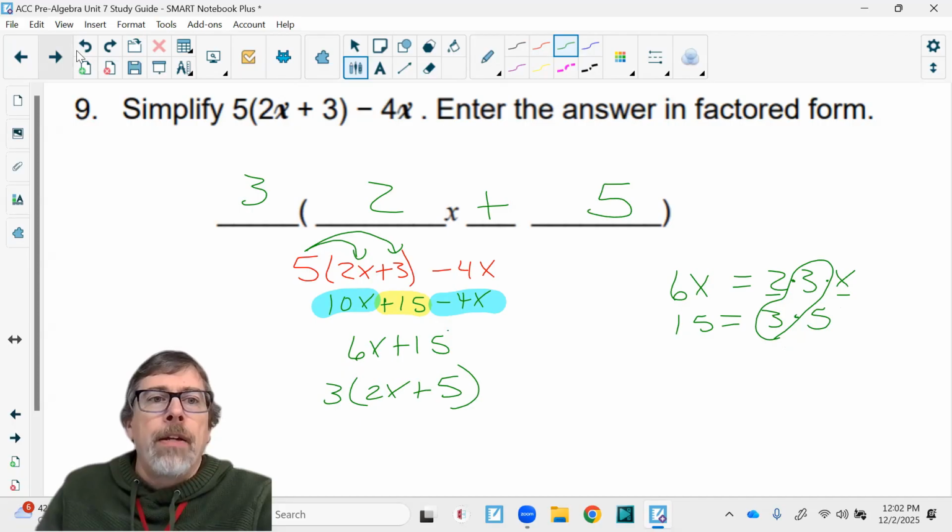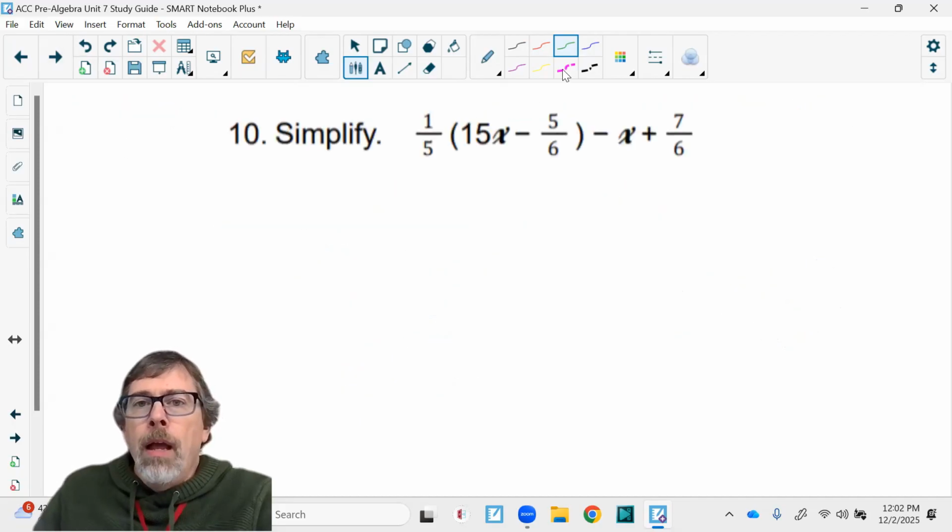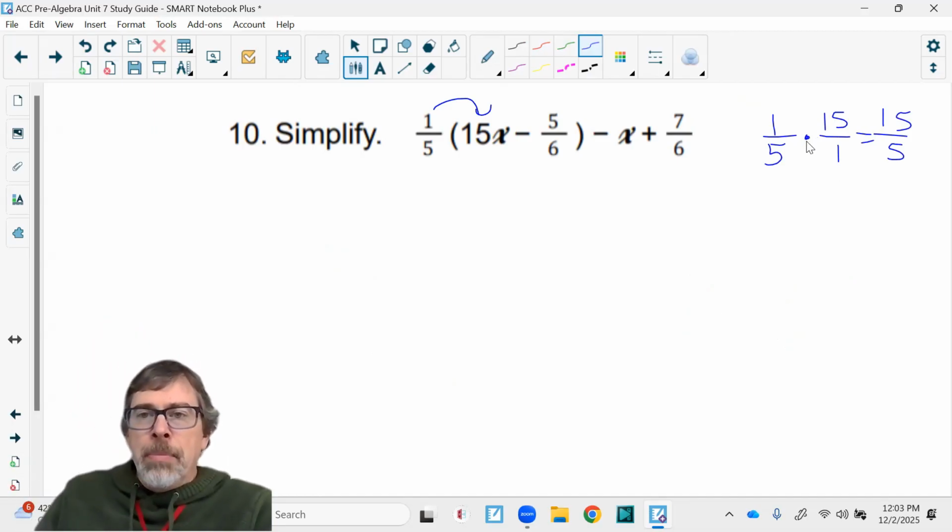Okay, number 10. All right, distribute 15 times 1/5. Think of this as 1 over 5 times 15 over 1. Well, that's going to equal 15 over 5 when you multiply straight across. You do not cross multiply, okay? That's when there's an equal sign in between. 15 divided by 5 is 3.